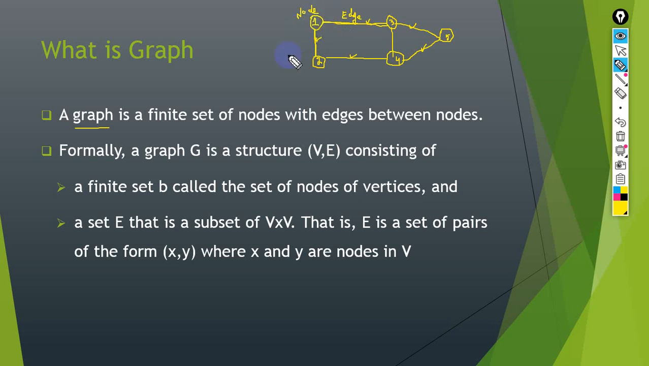So now we are representing a node by using V and representing an edge by using E.